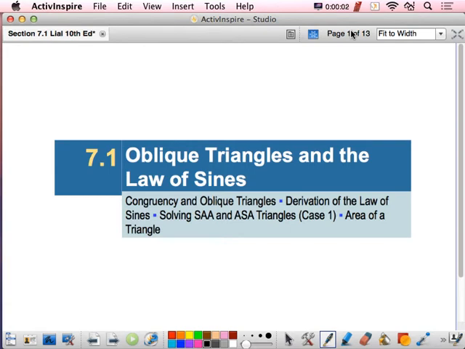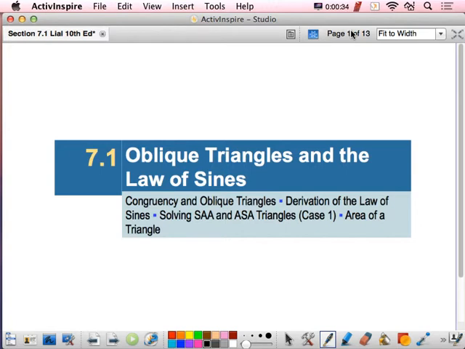Today we're going to talk about section 7.1, which deals with oblique triangles and the law of sines. Up until now, everything we've done in trig has either had to do with circles or right triangles. Okay? SOHCAHTOA, Pythagorean theorem, arc length, area of a sector, all of those things are only for right triangles or circles. But a lot of things in the real world don't deal with right triangles. So chapter 7 is all about things that are not right triangles.